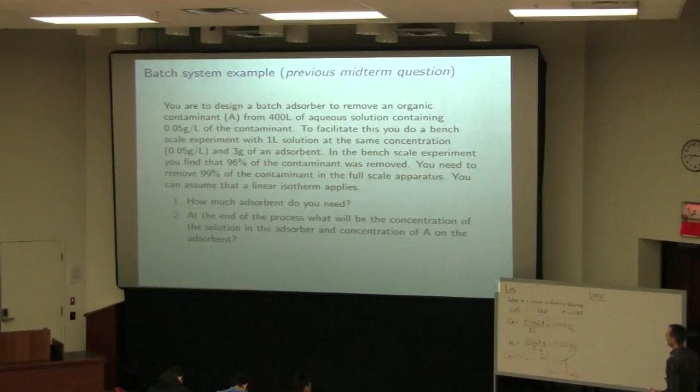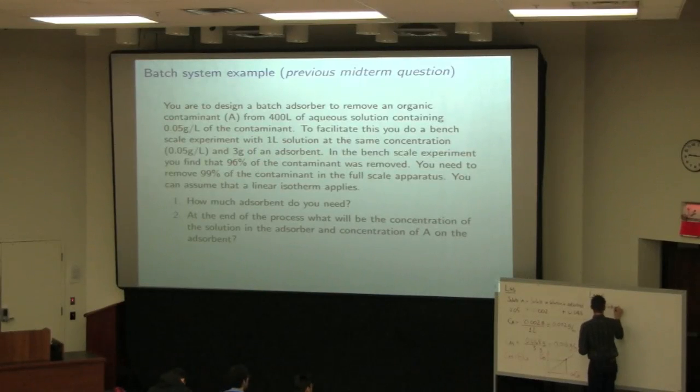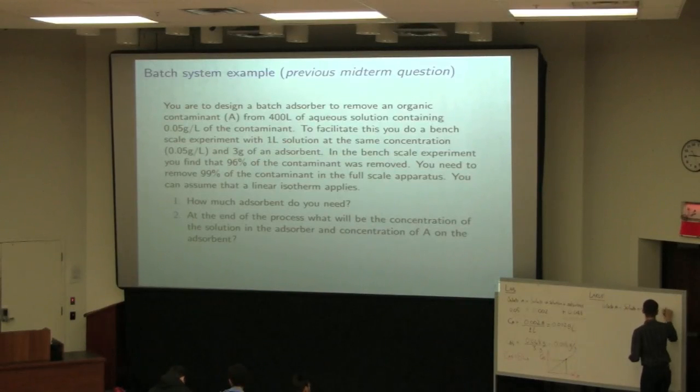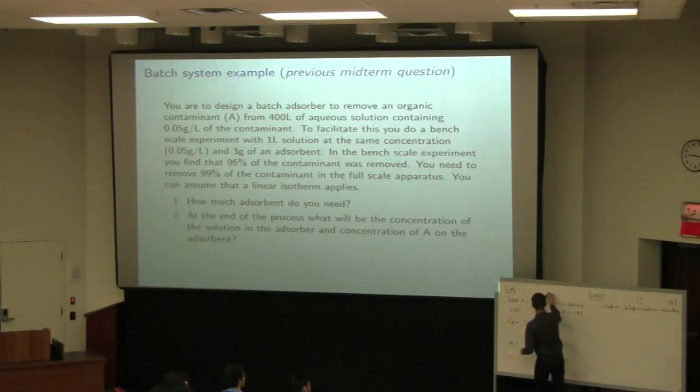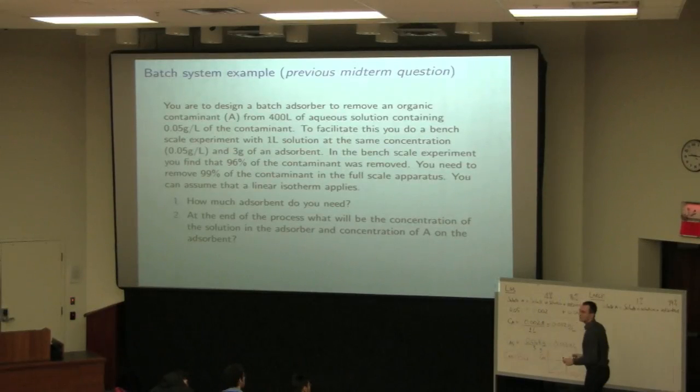So assuming that same isotherm will work on the large scale, now we can look at the bigger scale, and we follow the same principle. Solute in is equal to solute in solution plus adsorbed. Except this time we've got a 99 and 1% split. We were asked on a larger scale to make sure that we achieve 99% of our contaminants being removed, whereas previously I had a 4%, 96% split. Okay, so from here it's straightforward. Solute in is 400 liters times 0.005 grams per liter. And then I can get the split for the amount in solution versus not in solution.